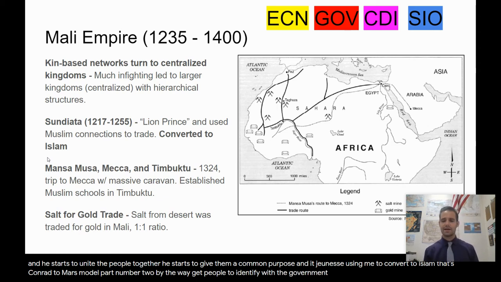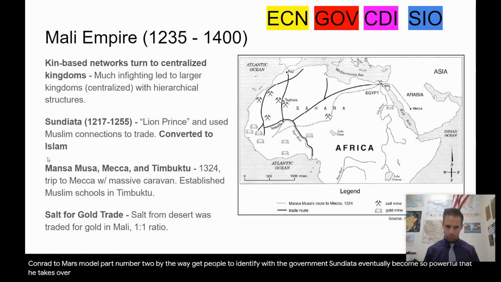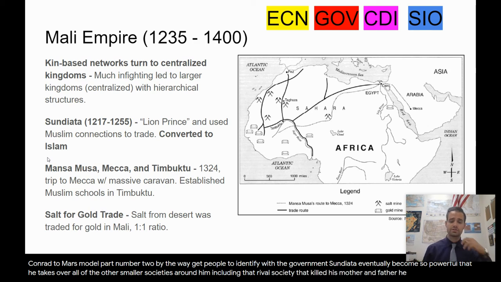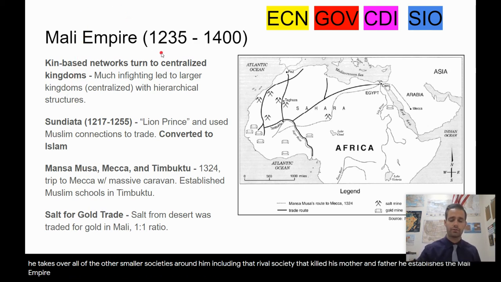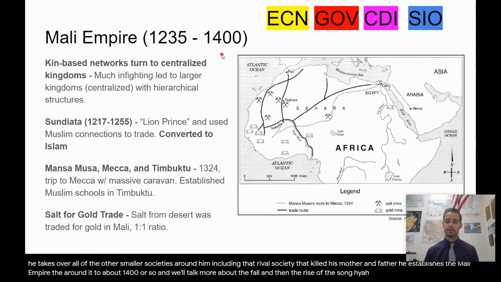get people to identify with the government. Sundiata eventually becomes so powerful that he takes over all of the other smaller societies around him, including that rival society that killed his mother and father. He establishes the Mali Empire in 1235, and that is going to be around until about 1400 or so. And we'll talk more about the fall and then the rise of the Songhai Empire in later units.